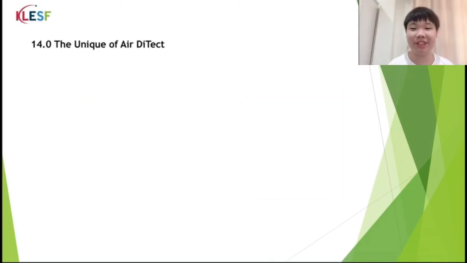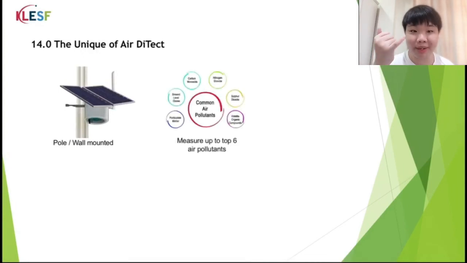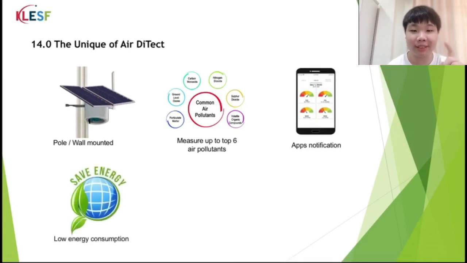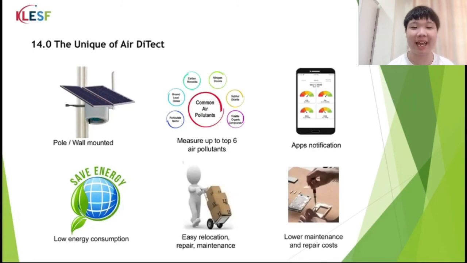Here are several unique features of Air Ditect. It can be put on street lights or mounted on building walls. It can measure up to 6 common air pollutants, for example, carbon monoxide and nitrogen dioxide. It can also measure, log, report, and respond in real time via the app. This solar-powered, low-energy consumption device, small in size, opens up new monitoring locations and makes relocation easy. Lastly, its modular design allows for easy maintenance as well as lower repair costs.